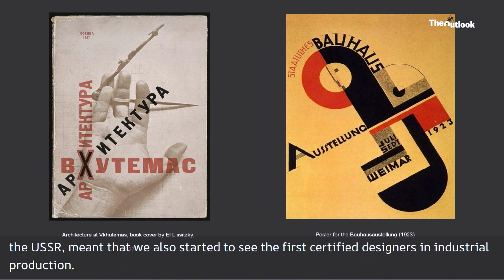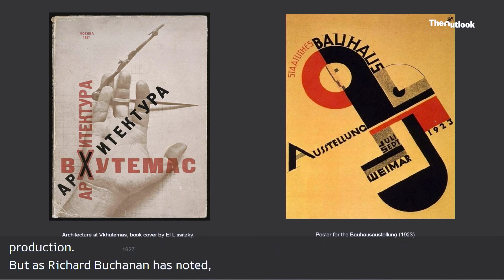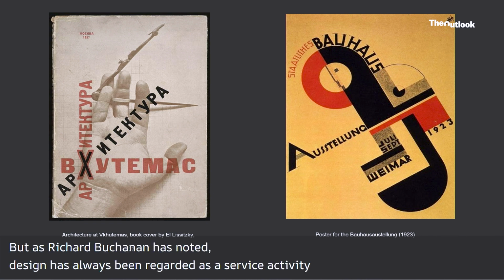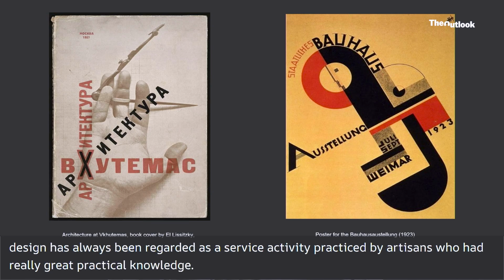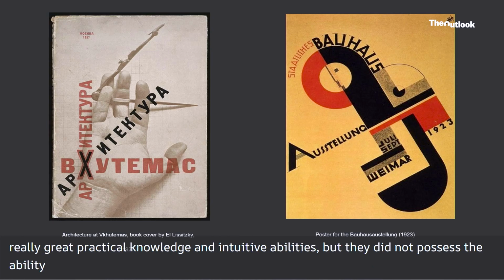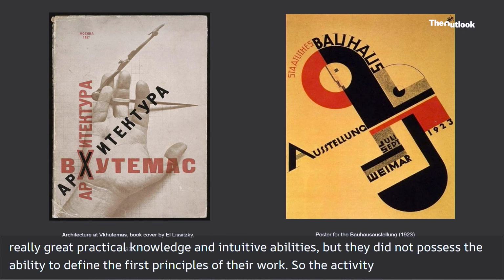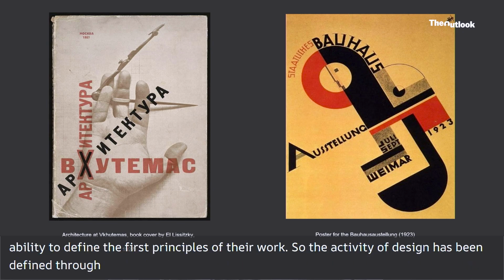But as Richard Buchanan has noted, design has always been regarded as a service activity, practiced by artisans who had really great practical knowledge and intuitive abilities, but they did not possess the ability to define the first principles of their work. So, the activity of design has been defined through discourse, and in the same way, we as designers have really struggled to define our occupation for centuries.